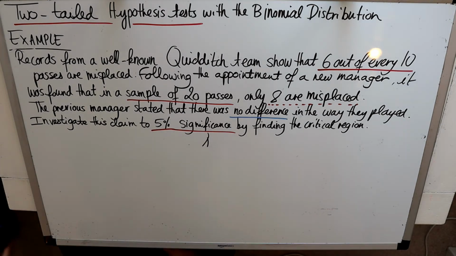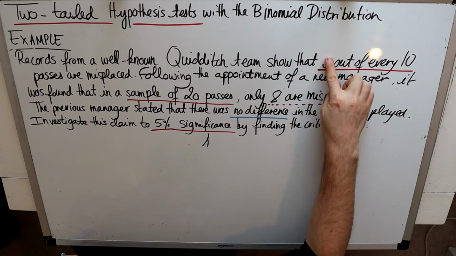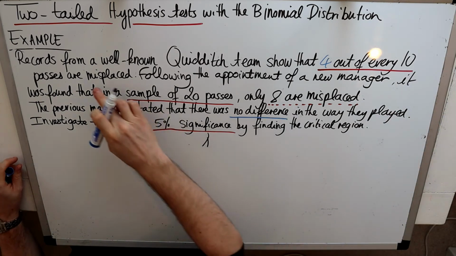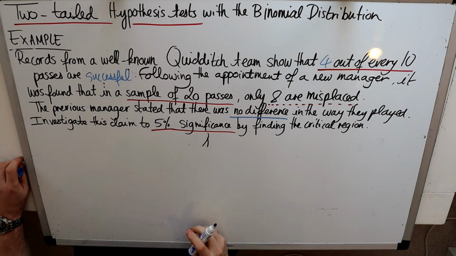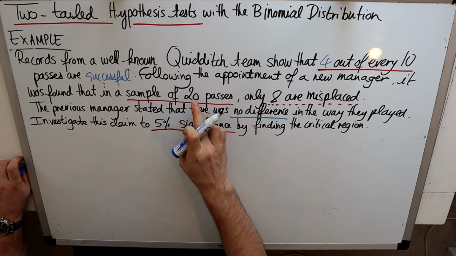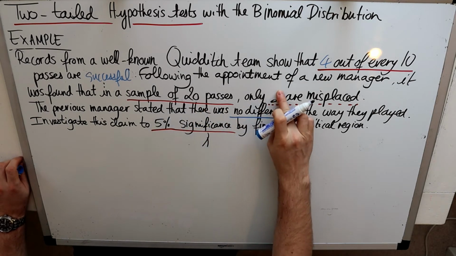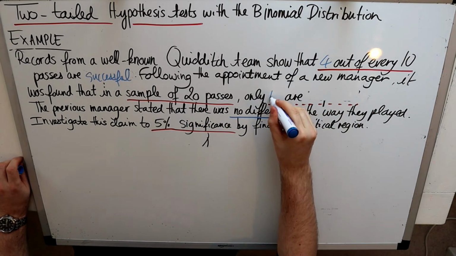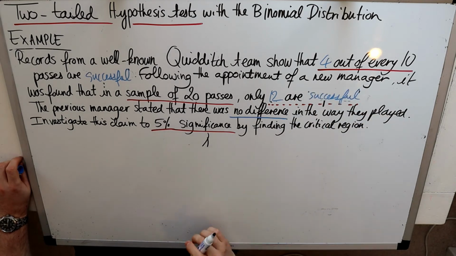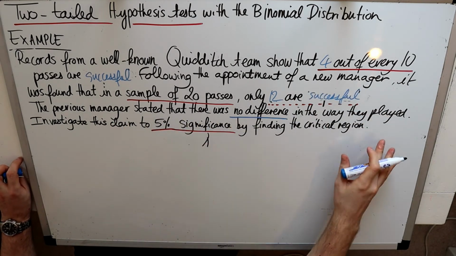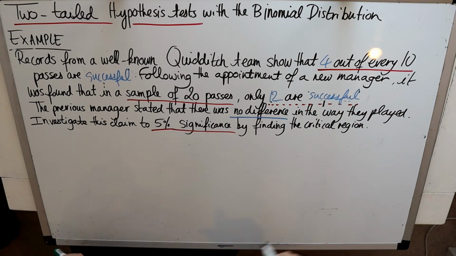It's exactly the same problem, but what I'm going to do instead, and I'll replace things in blue, is look at it from the other point of view. So 4 out of 10 are successful, and we're still going to do a sample of 20 passes. If 8 are misplaced, that means that 12 are successful. So the previous manager states that there is no difference. So this actually just changes the point of view of the problem. The problem stays exactly the same.